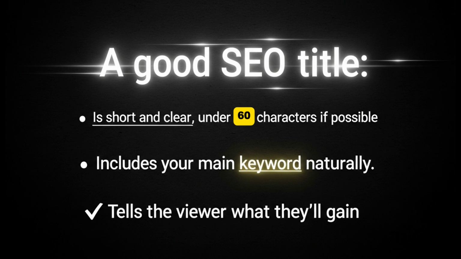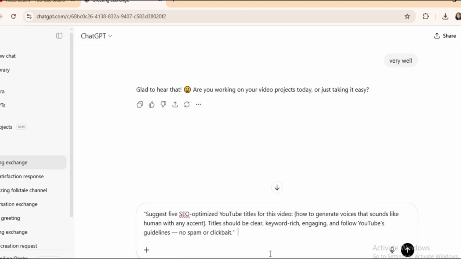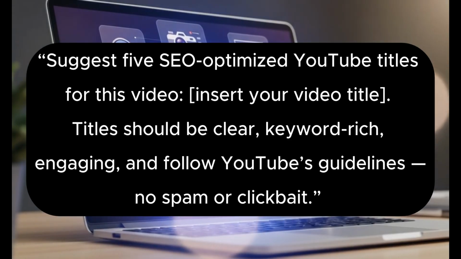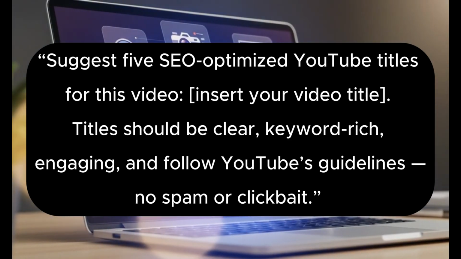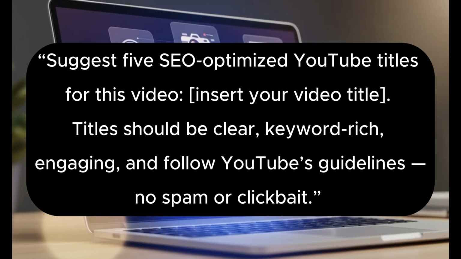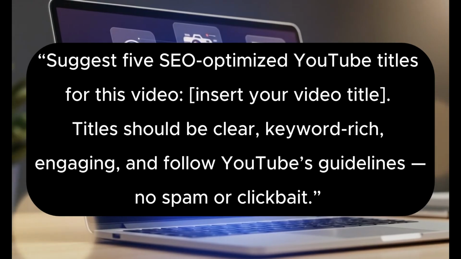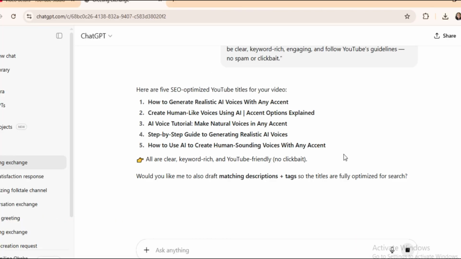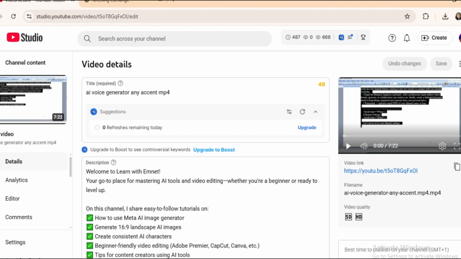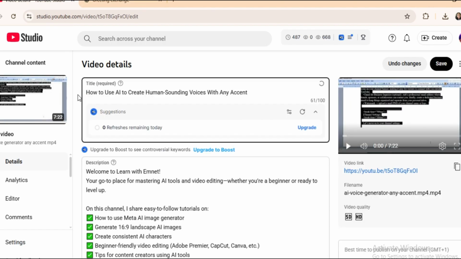To generate an SEO-optimized YouTube title, paste this prompt in ChatGPT. Suggest 5 SEO-optimized YouTube titles for this video. Insert your video title. Title should be clear, keyword-rich, engaging, and follow YouTube's guidelines. No spam or clickbait. Pick your choice or ask ChatGPT for recommendations. Copy it and paste it in the title section.